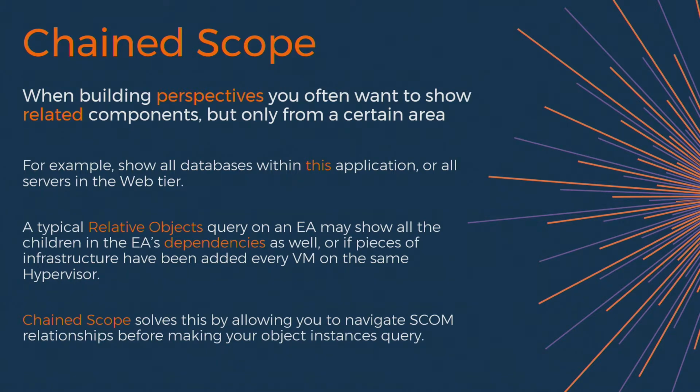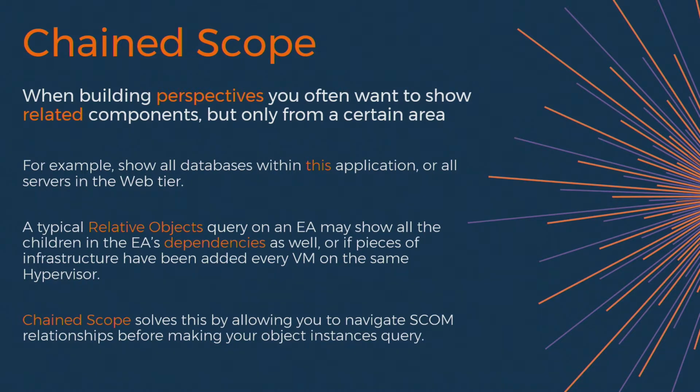Like if you go at the moment in Squared Up, if you just say EA, show me all children underneath it that are SQL databases, what will happen is it will show you all the databases in your app and all the databases in your dependencies as well. It's all children. So if you say, show me all servers in this app, and you've put the hypervisor in your dependencies, congratulations, you're showing every VM on the same hypervisor.